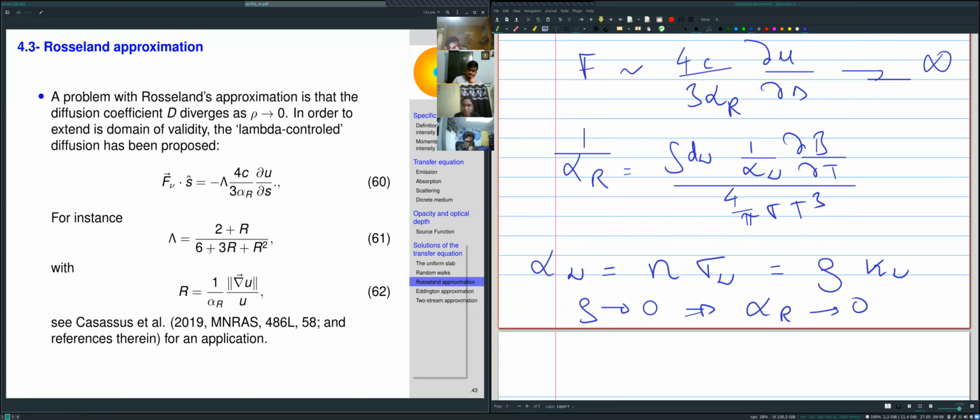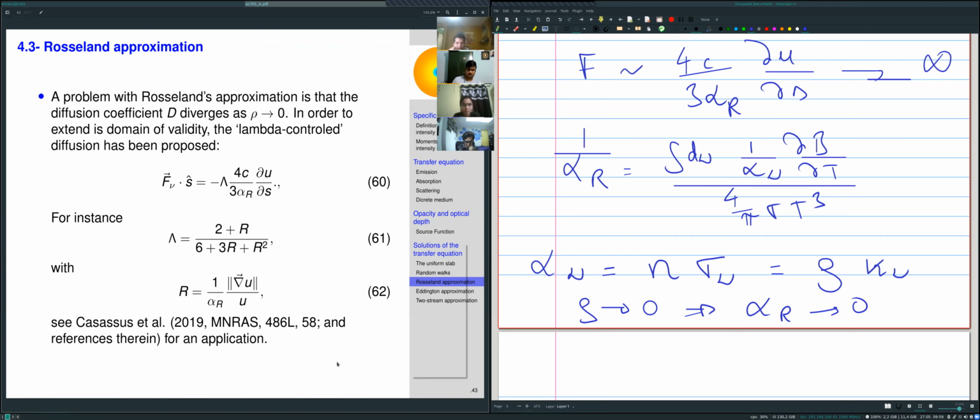In the end, it turns out that this lambda, in the limit of very small alpha r, is also proportional to alpha r. So that corrects for the singularity in the low density limit. It corrects the alpha r on top and in the bottom, and it doesn't diverge in the limit of low density. There's an example in my paper from 2019, but I only mention this so that you're aware that there are extensions to the Rosseland approximation, which can help in some cases.